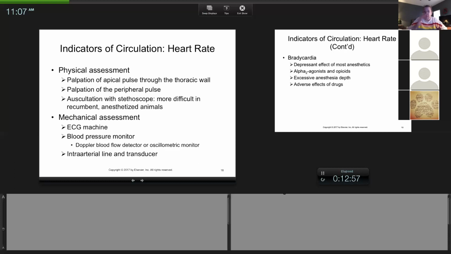Obviously, the heart's doing its job if I have good blood pressure, if I have good color, if I have good pulse quality. So those are a way to go back and look at your heart and say, is it doing its job?